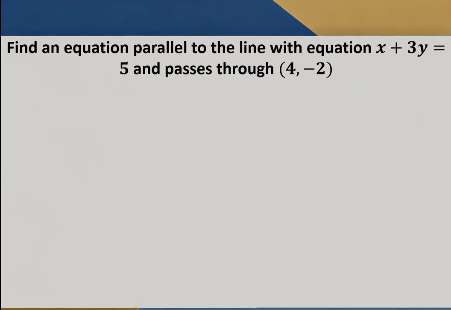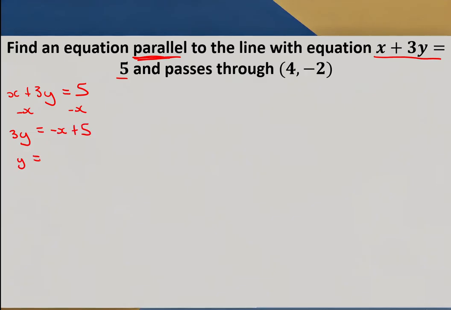Find an equation parallel to the line with the equation x plus 3y equals 5 and passes through (4, -2). So the first thing, I'm just going to write down the equation it's given me: x plus 3y is equal to 5. Now this is not in the standard form y equals mx plus c. That will make it easier to find a gradient, which is what I need for parallel. It must have the same gradient. So I'm going to take x from both sides: 3y is equal to -x plus 5.